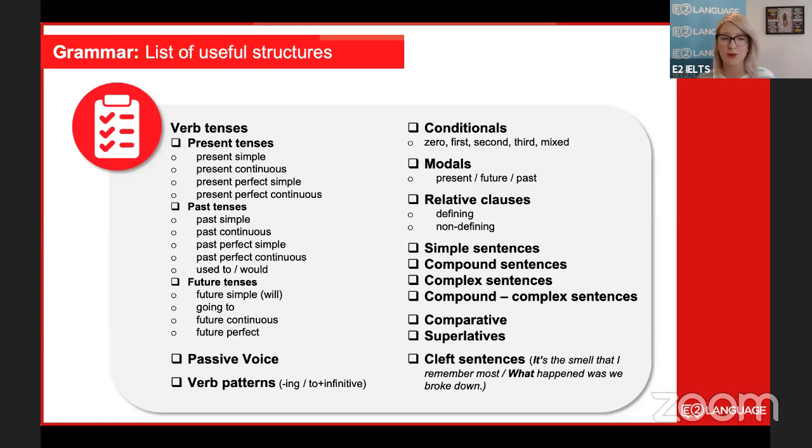Part of your score is demonstrating range of grammar. So how do you do that? You have to think about it a little bit before your test. On test day, you just go for it. But before your test, I want you to look at this list and make sure that you are confident with all of these things. Can you use the passive voice? Can you use relative clauses, defining relative clauses, non-defining? We cover all of this stuff in our classes.